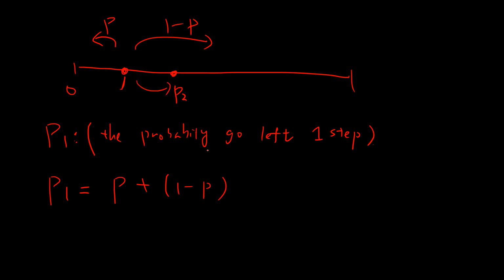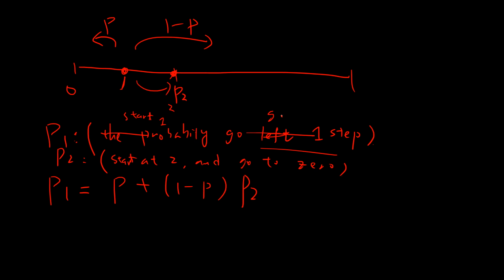Okay. Here is p2. I define p2 as starting at 2 and going to 0. The probability is starting at 2 and going to 0. And p1 is starting at 1, and the probability of going to 0. From this observation, we can see that p2 is just p1 squared, because when you need to go to 0 from 2, you need to take 2 steps, p1 and p1. Fortunately, we have a quadratic equation which everybody can solve if you studied junior high school.